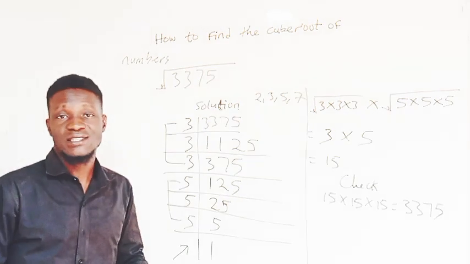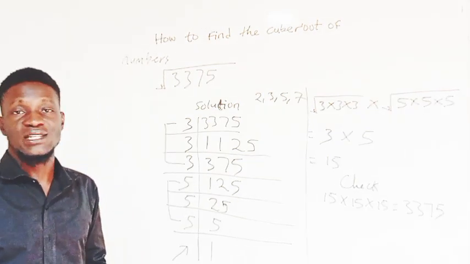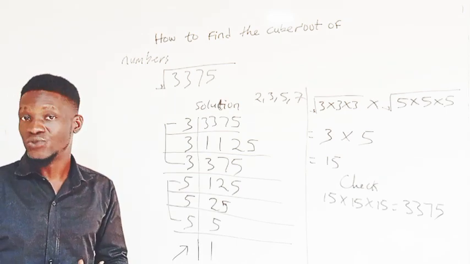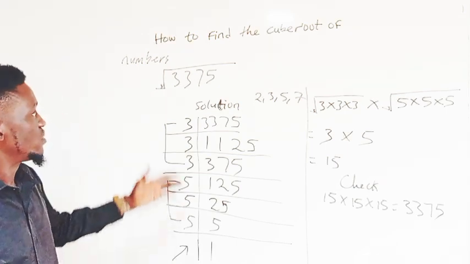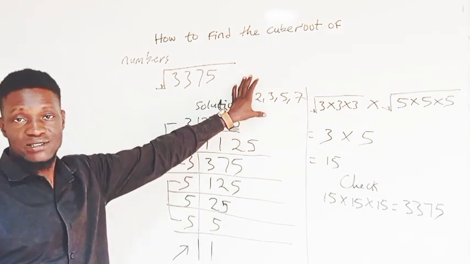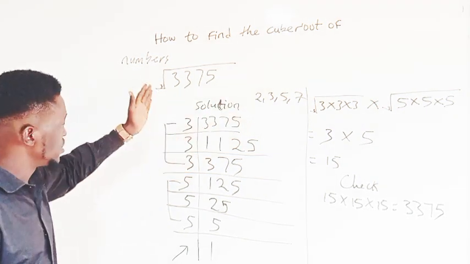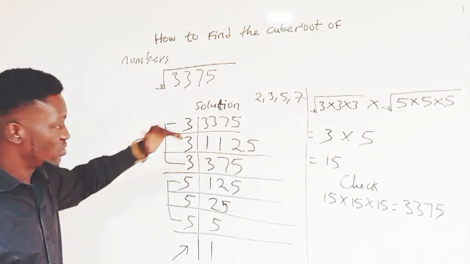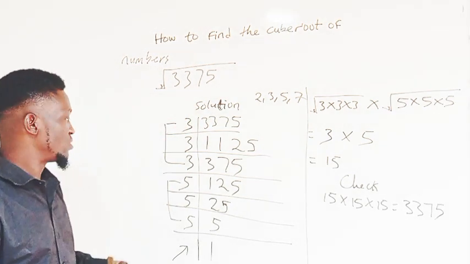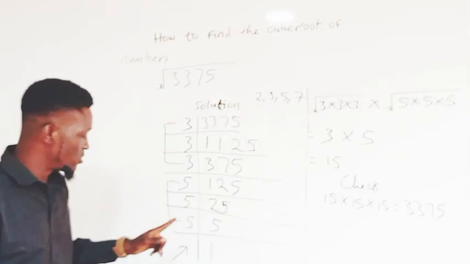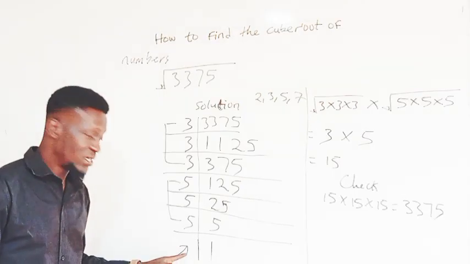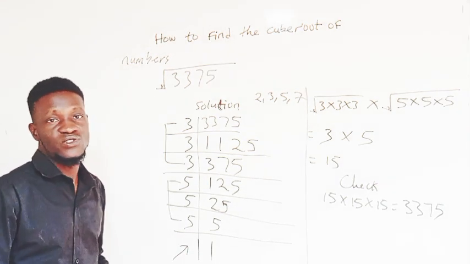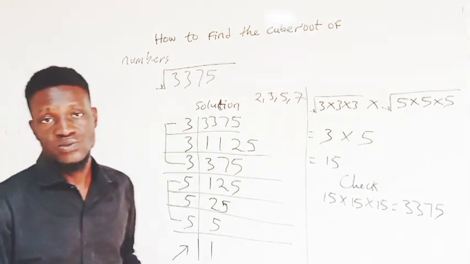These are the processes involved if you want to get the cube root of any perfect cube. All you need to know is to first use prime numbers to check which number will be written on this side. Then just follow the processes I've taken you through to get your answer. I also told you that once it gets to 1, don't write any number here. These are the basic things you need to understand when it comes to cube root of numbers.